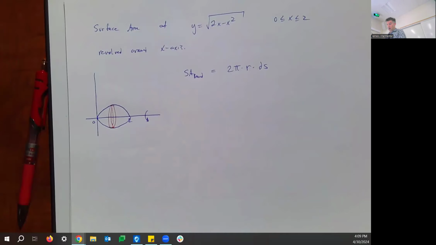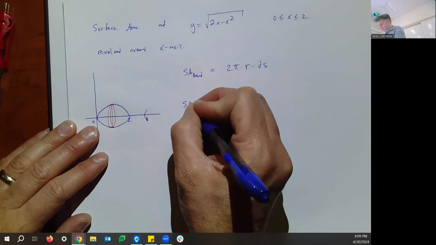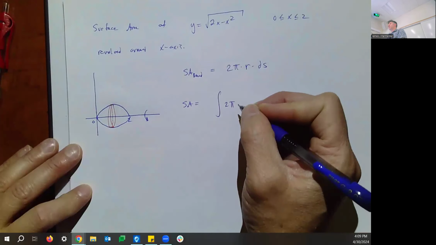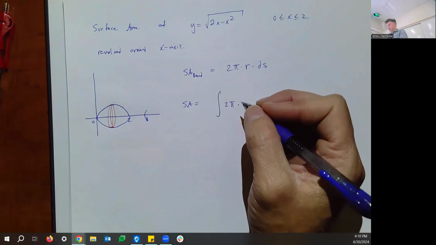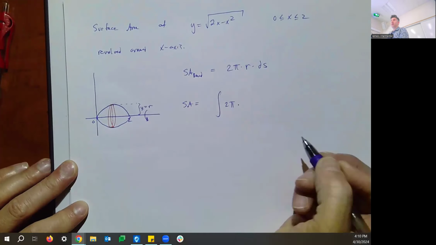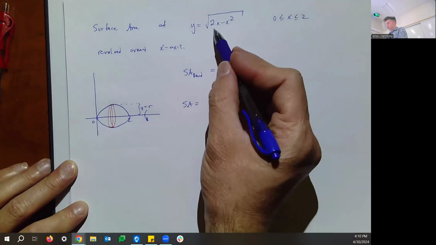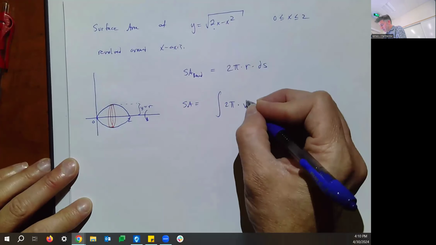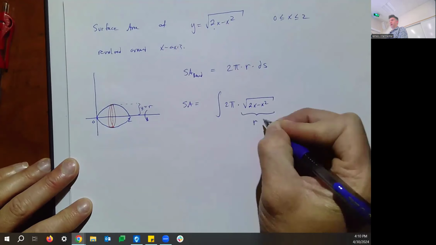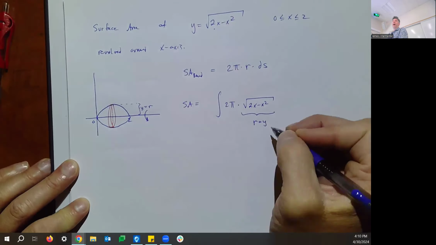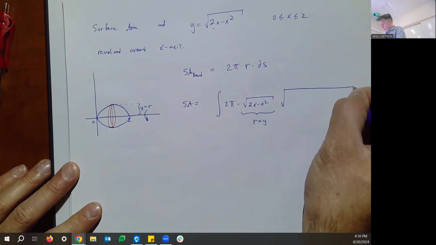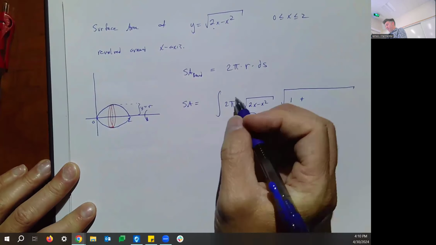So I'm going to say that my surface area is going to be the integral of 2 pi times, I know I said I am going to do things in terms of x, but I know if I'm going around the x-axis, I'm thinking of my radius as y. And then replacing y with what it's equal to. So my radius here is going to be the square root of 2x minus x squared. That is my radius, which is equal to y. And then my ds is the gnarly part. It's the square root of 1 plus my derivative squared.